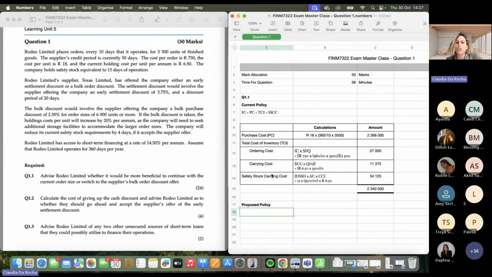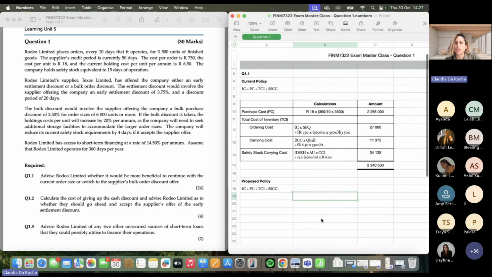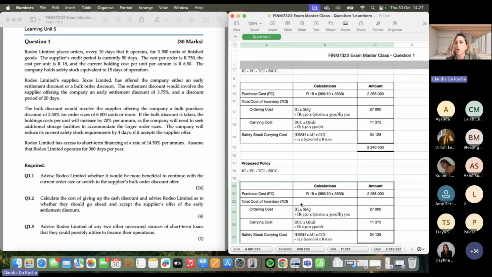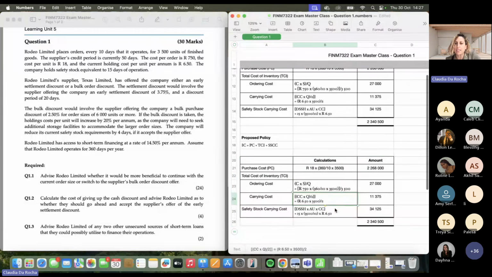Okay, so with the proposed policy, it's the same formula. But we're also going to do it in table format, and then all we're going to do is make adjustments based on what the proposed policy is. So still the same format: purchase cost plus your total cost of energy, which is made up of your ordering cost and carrying cost, plus your safety stock carrying cost. Okay, so that's all part of it, right?